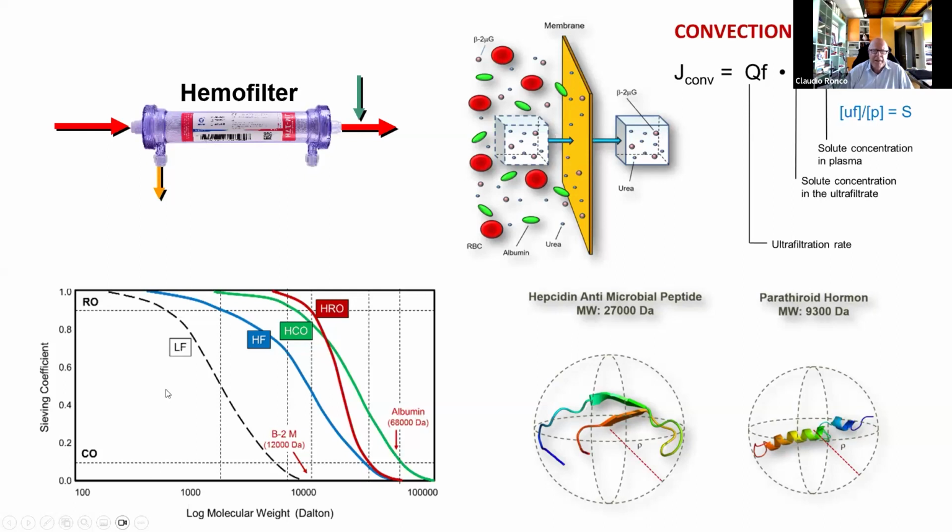Now, this sieving coefficient depends very much on the sieving curve of the membrane, which characterizes, as you can see here, high flux membrane, low flux, high cutoff, high retention onset, etc. This is good to remove middle molecules. However, in some cases, we must be aware that it's not just the molecular weight that makes the characteristic transport, but also the molecular radius, depending on the structure of the molecule. When the molecule has an oblong shape, then we have to look at the radius of the molecule rather than the molecular weight itself.